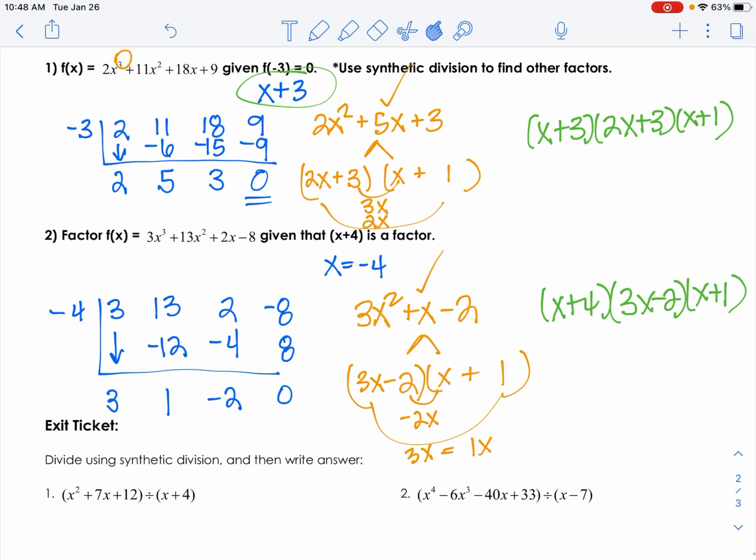Okay, so synthetic division is really important because it helps us factor polynomials that would not have been factorable before. If we look at both of those, they were 4-term polynomials, so we could have tried to use factor by grouping, but we wouldn't have been able to because with 3x cubed and 13x squared and then 2x minus 8, you couldn't pull out a GCF from both of those groups, which would leave behind a matching set of parentheses.